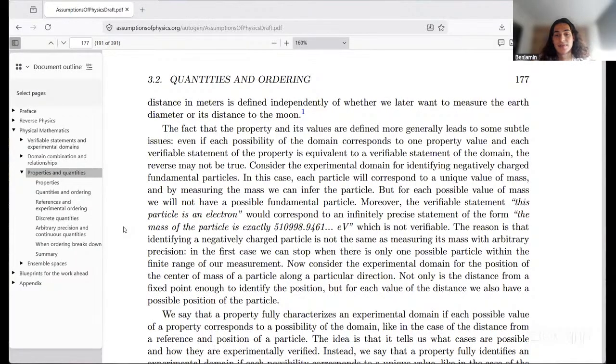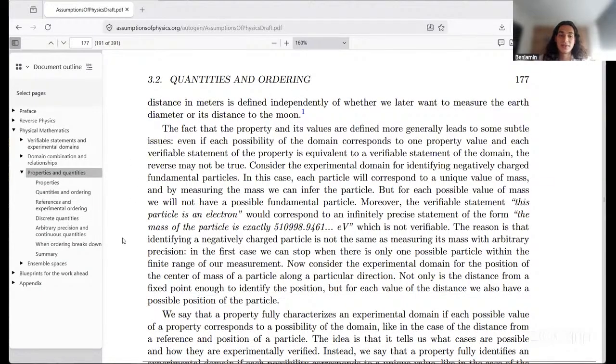The fact that the property and its values are defined more generally leads to some subtle issues. Even if each possibility of the domain corresponds to one property value and each verifiable statement of the property is equivalent to a verifiable statement of the domain, the reverse may not be true. Consider the experimental domain for identifying negatively charged fundamental particles. In this case, each particle will correspond to a unique value of mass, and by measuring the mass, we can infer the particle. But for each possible value of mass, we will not have a possible fundamental particle. Moreover, the verifiable statement, this particle is an electron, would correspond to an infinitely precise statement of the form, the mass of the particle is exactly this many electron volts, which is not verifiable.